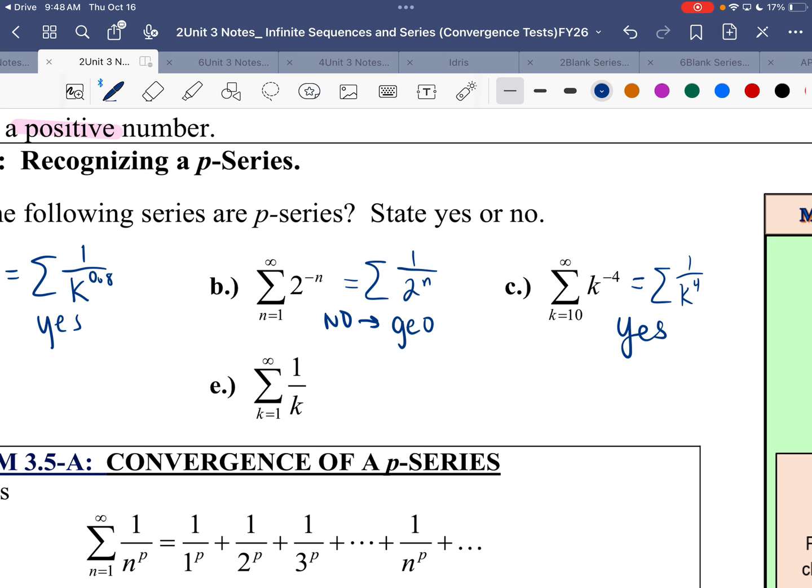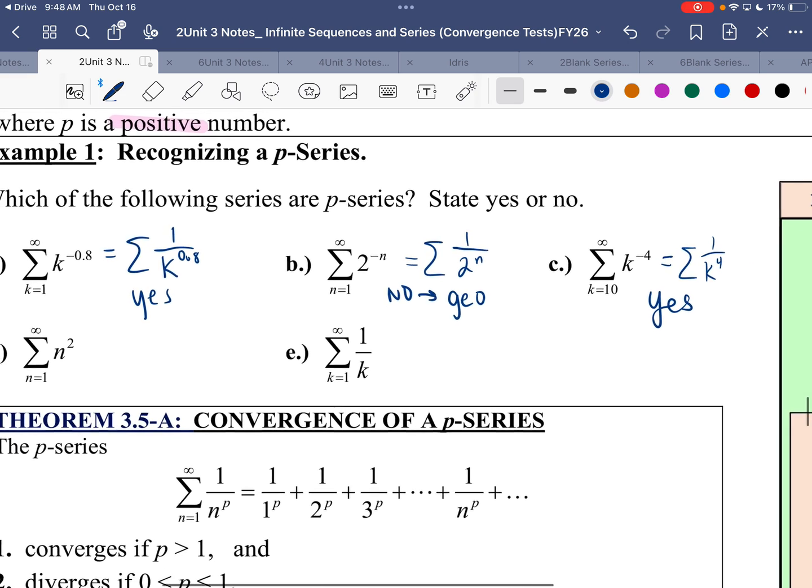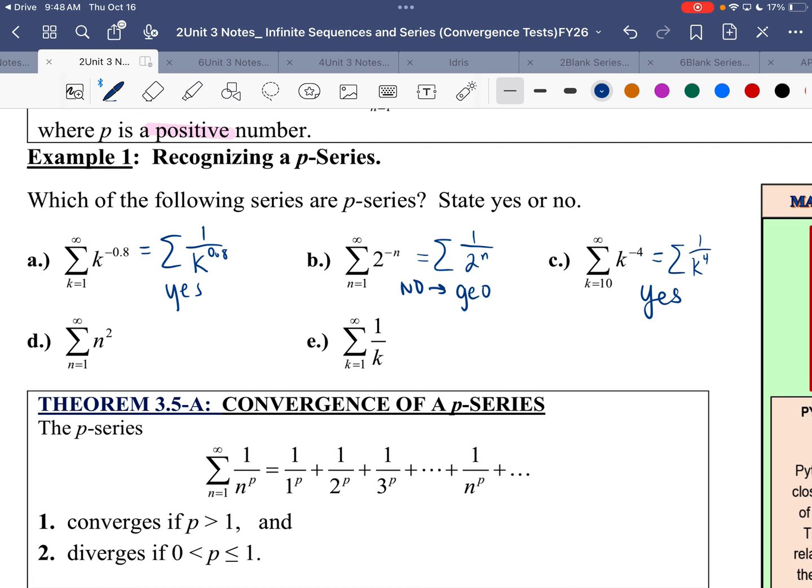Is C a p-series? Yes. Is D a p-series? No, because even if you said 1 over n to the negative 2, p can't be negative. My circle kind of went over the negative there. Okay, is E a p-series? Yes.